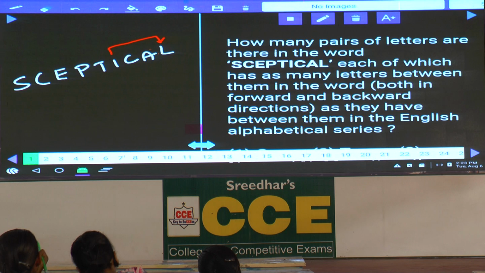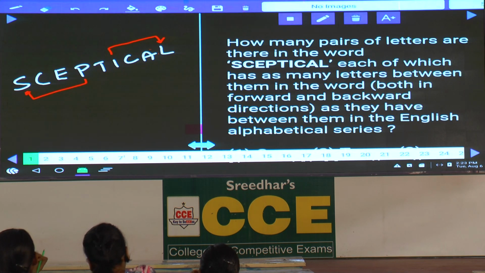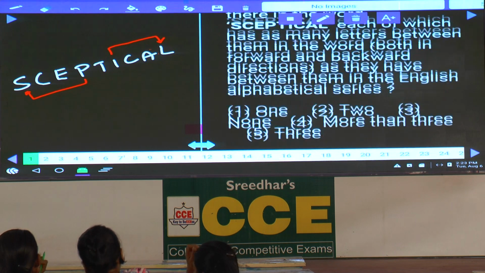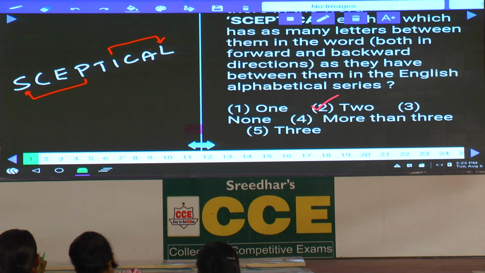Again, in the reverse order, L, M, N, O, P, Q, R, S, T, and so on. And next one, T, P, Q, R, S. And so how many are there? There are only two such pairs. There are only two such pairs, that is choice two.